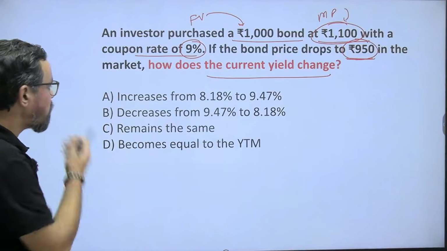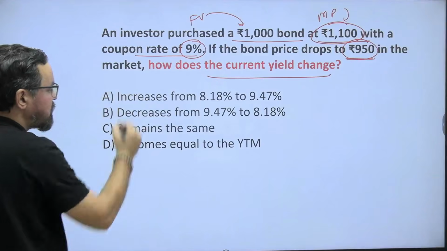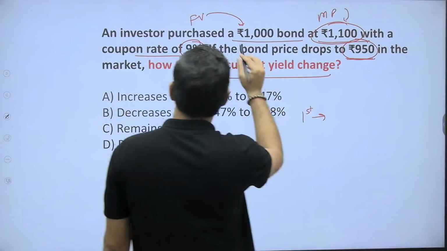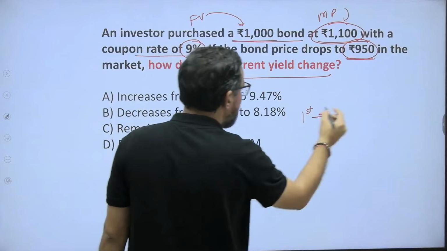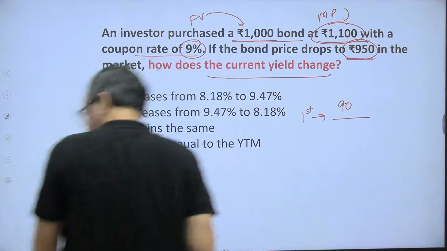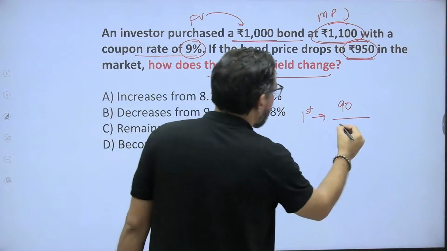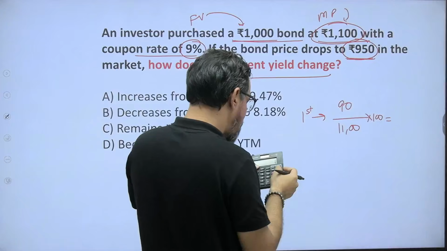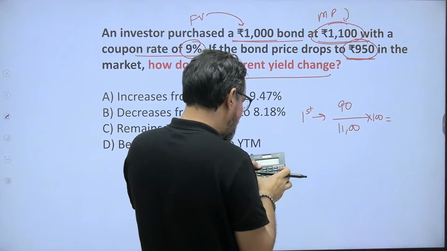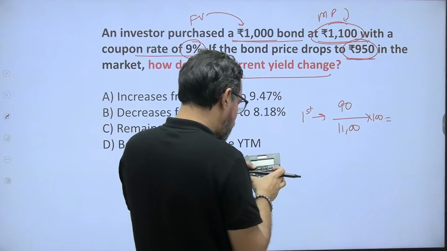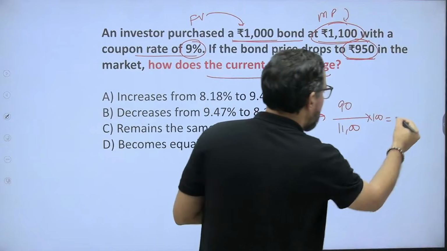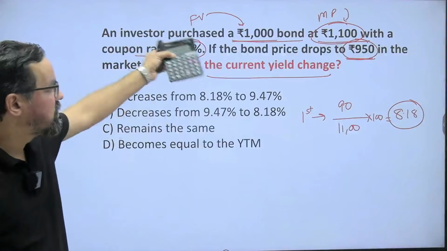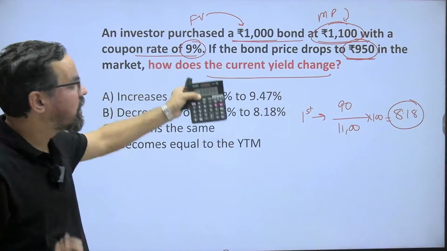So if you calculate for the first case, okay, in the first case the current yield is equal to 90, sorry, 90 divided by 1100, into 100. So in the first case, your 90 divided by 1100 is equal to 8.18. So earlier it was 8.18, okay. So at the time when he purchased this particular bond, the current yield was 8.18.